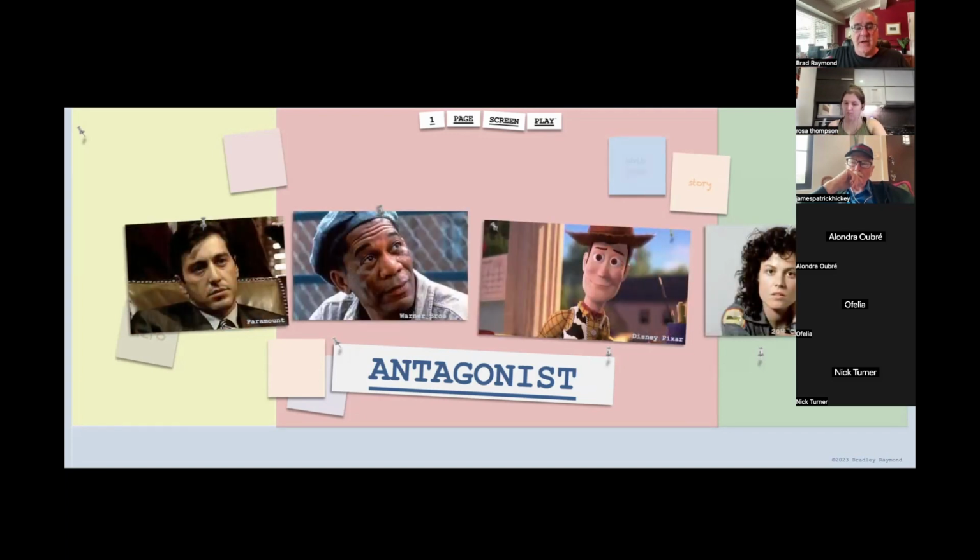So for these four characters, you have Michael from the original Godfather, Red from Shawshank Redemption, Woody from Toy Story, and Ripley from the first Alien. Are these antagonists? Well, Michael definitely forces change. He's very much an antagonist in the first Godfather. Woody does stuff to kind of force his hand in certain cases, which we'll talk about. Red is not an antagonist. Ripley is more of an antagonist, right?